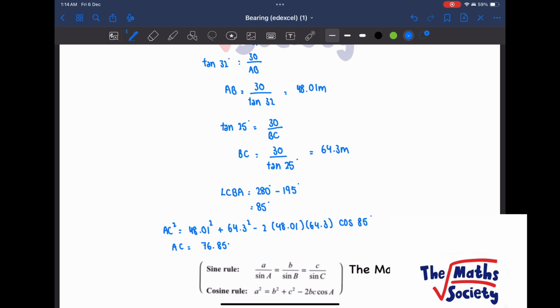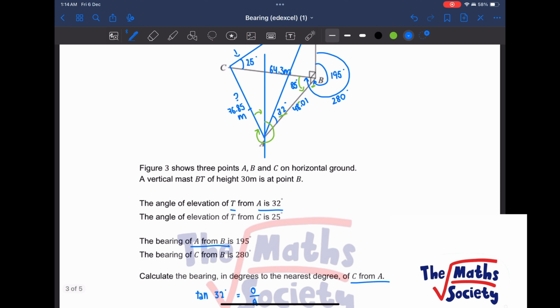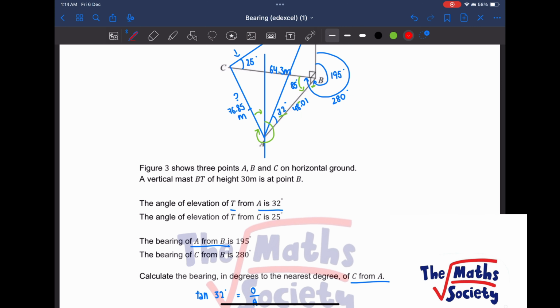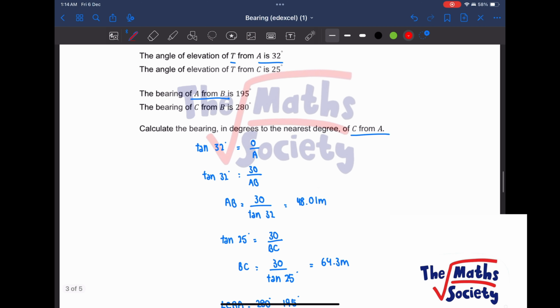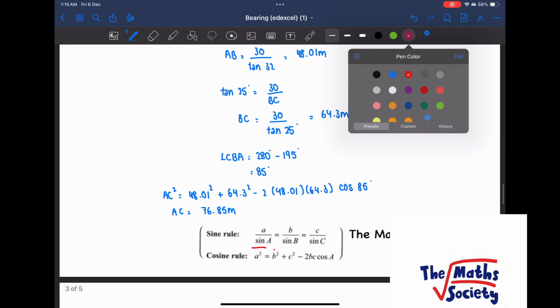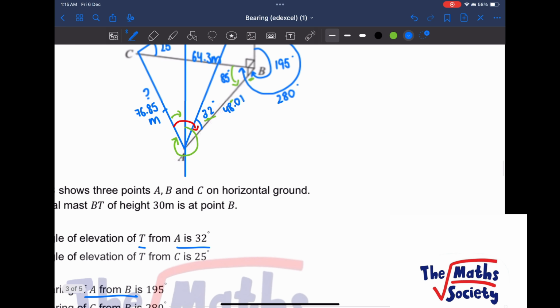And that should be your AC, 76.85 meter. That is your AC. And because we now know the AC, we can find the angle CAB. So let me change the color. For now, we can find this angle, right? To find this angle, we can use the sine rule, which is also given here. So let's try to find it by using the sine rule. Which angle are we finding again? It's angle CAB.